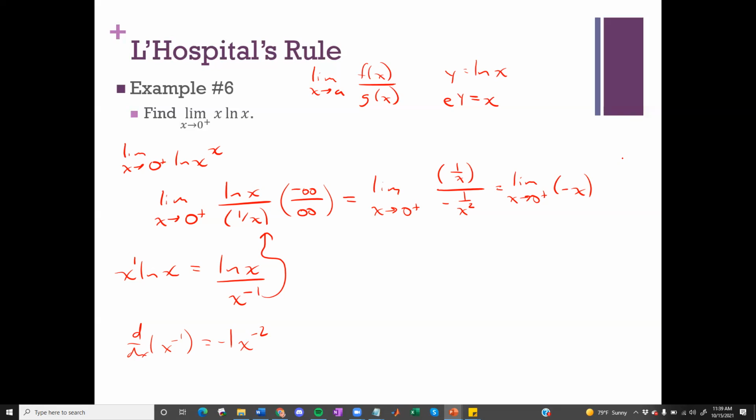So I should come out to the limit as x approaches 0 from the right of negative x. Is that a limit I can deal with? What's it equal to? Question?